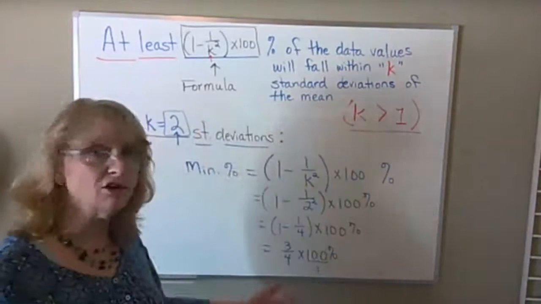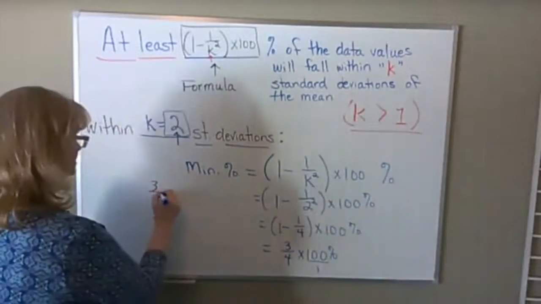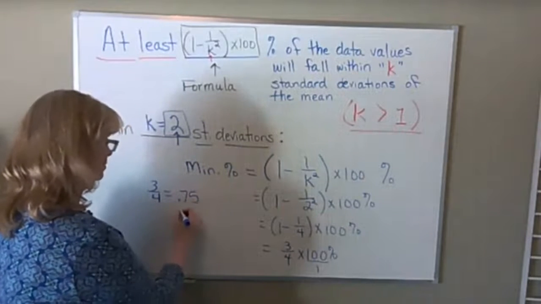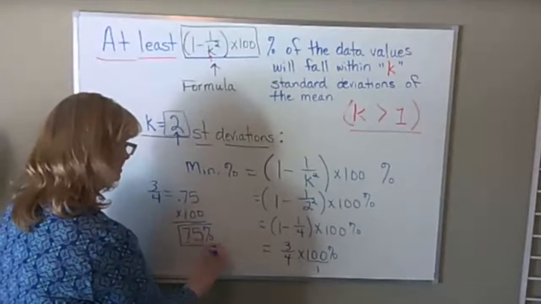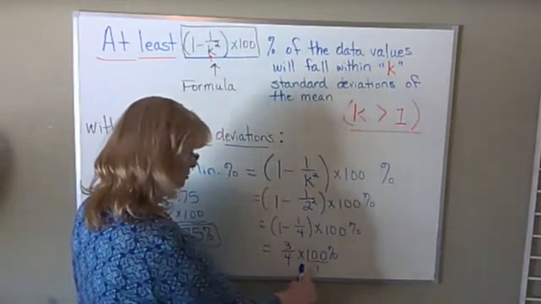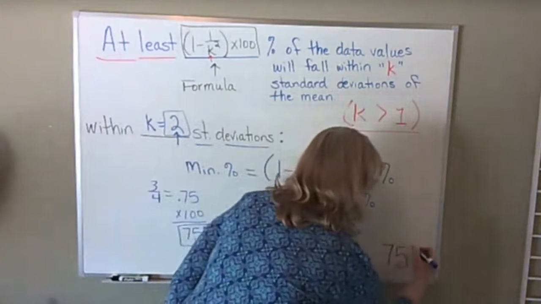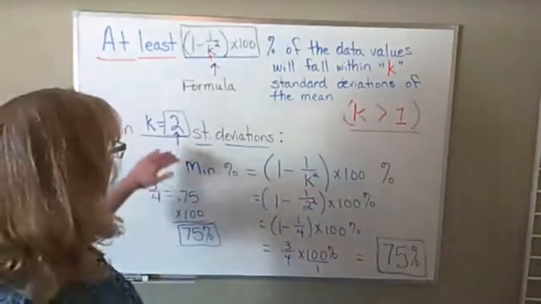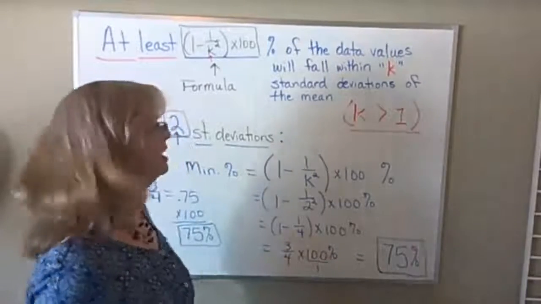But if I do it this way, and you can do it either way, you can change 3/4 to a decimal. So if you did 3/4 as a decimal, 3 divided by 4, you would get 0.75. And then when I multiply that by 100, that would give me 75%. Or if I want to look at it this way, if I just multiply 3 over 4 times 100 over 1, I get 300 over 4, and that would also be 75%. So no matter which way I look at it, if I want to know the minimum percentage that will be within 2 standard deviations of the mean, that will be 75%.